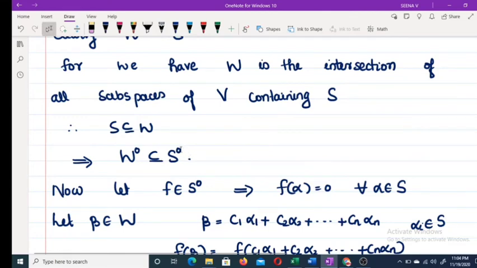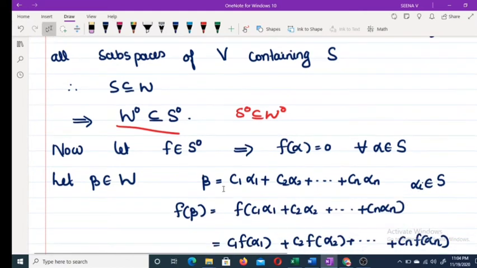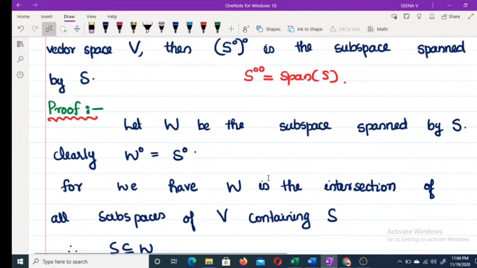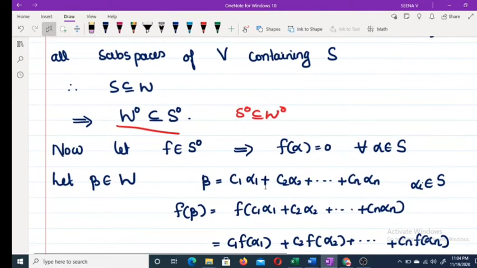Now we have to prove the converse, that S naught is a subset of W naught. So for this you take some f belongs to S naught. This implies f of alpha equal to 0 for every alpha belongs to S. If you take any beta belongs to W, you can write beta is equal to C1 alpha 1 plus C2 alpha 2 plus etcetera plus Cn alpha n, where alpha i belongs to S, because we are considering W is the span of S. Span of S means linear combinations of elements of S.